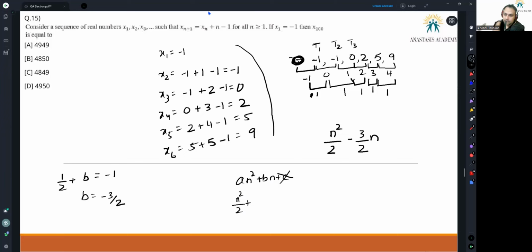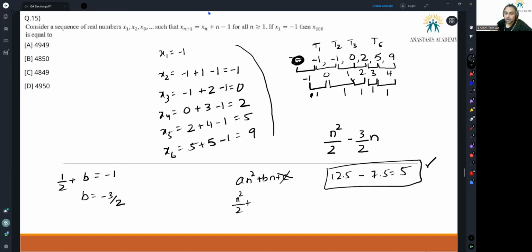Let's see if this general term is valid. This is term 5, no? Let me put 5 in. How much am I getting? 25 by 2 is 12.5 minus 3 into 5, 3 by 2 into 5, minus 7.5. I am indeed getting 5. So our life is simple. This is correct. The general term that we have is correct.